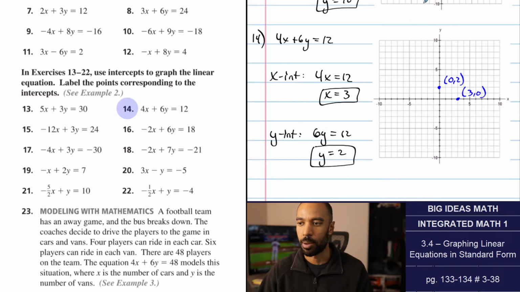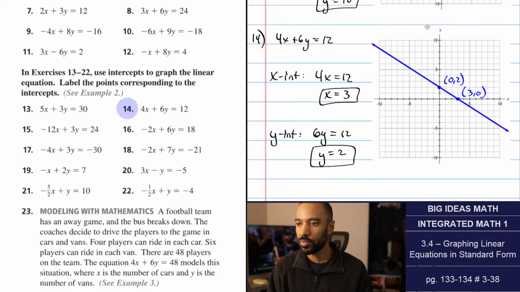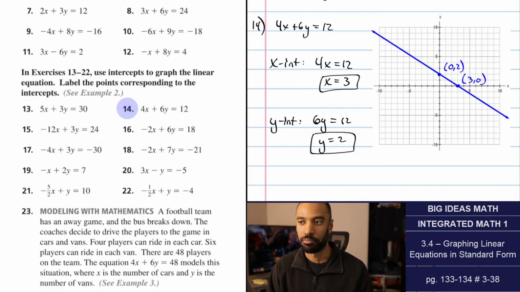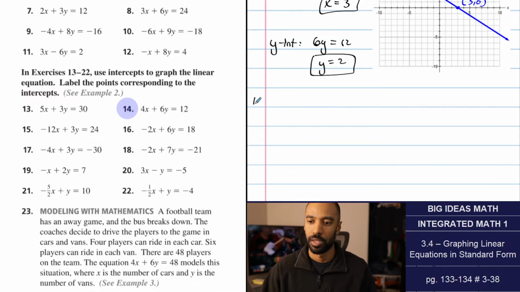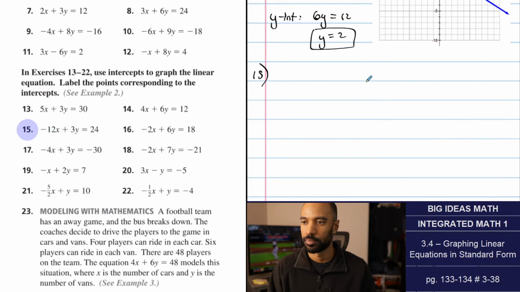So 0, 2. Now this is one of those things, again, use a ruler to draw through here, but you don't just draw it like this, right? You have to extend it out. I might have to start that way because now I can use my tool and do my best stretch based off that. It's probably going to look something like that for me here. Draw arrows, right? My line tool has arrows on them, but draw arrows on each one you do. Number 15, negative 12x plus 3y equals 24.